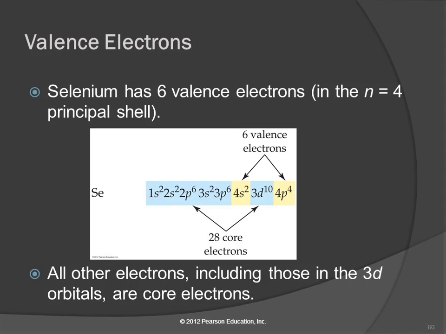Selenium. Here's the electron configuration for selenium. And here we get the skipping around business, the 4s2 and the 3d10, and then 4p4. The highest occupied energy level is the 4. Only the electrons in the 4th level count. So these 3d10 electrons don't count as valence electrons. We've got 2 here and 4 there, so selenium has 6 valence electrons. Those in the 3d are considered core electrons. Does that make sense?